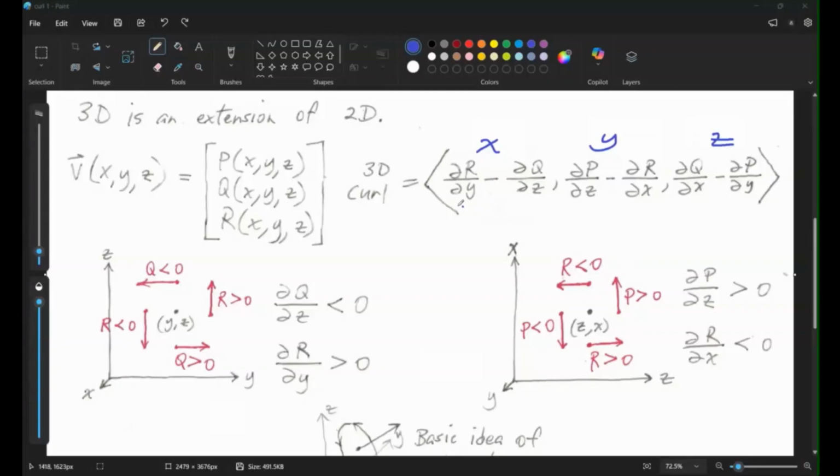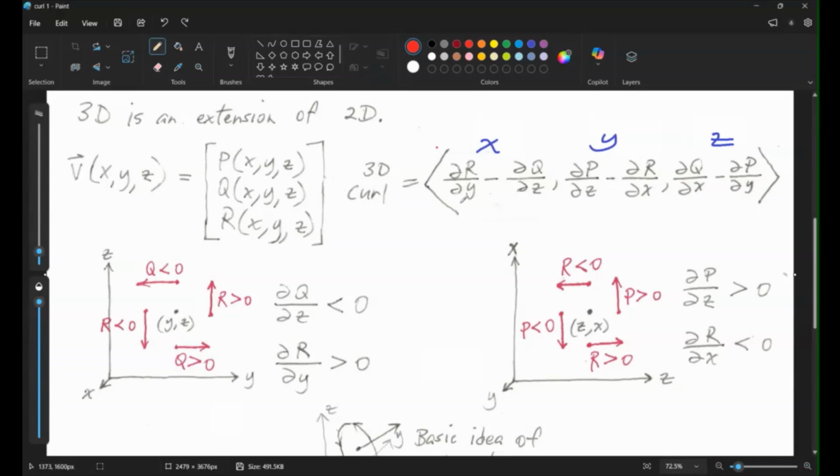Let's think about 3D curls. Now, 3D curl is a vector. 2D curl is just one of the components. It's the z component of the vector. This is what we just derived. We're looking straight down from z, seeing how x and y interact.